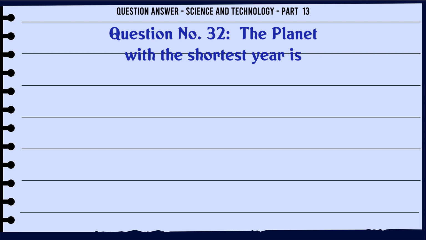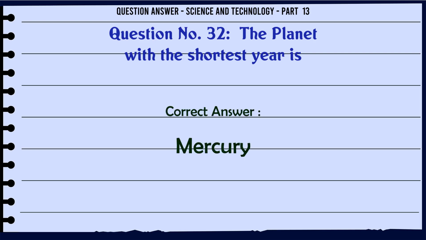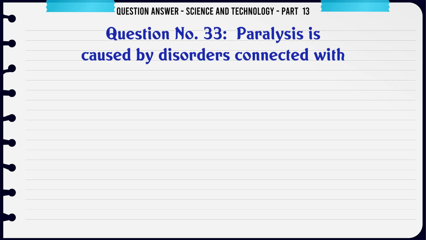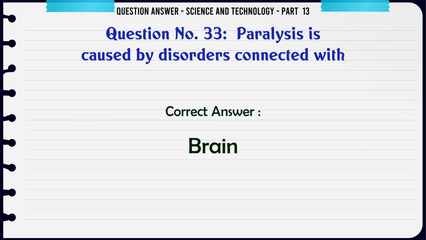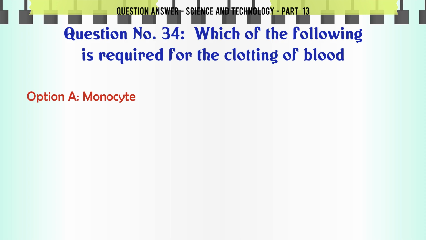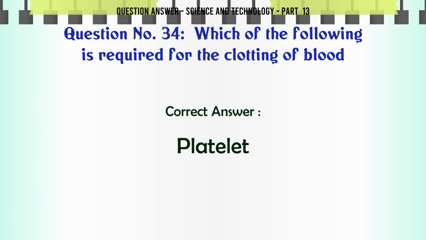The planet with the shortest year is A. Earth. B. Mercury. C. Mars. D. Pluto. The correct answer is Mercury. Paralysis is caused by disorders connected with A. Brain. B. Kidneys. C. Heart. D. Liver. The correct answer is brain. Which of the following is required for the clotting of blood? A. Monocyte. B. Macrophage. C. Platelet. D. Eosinophil. The correct answer is platelet.